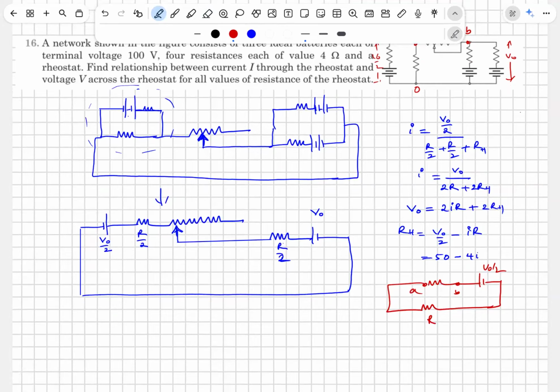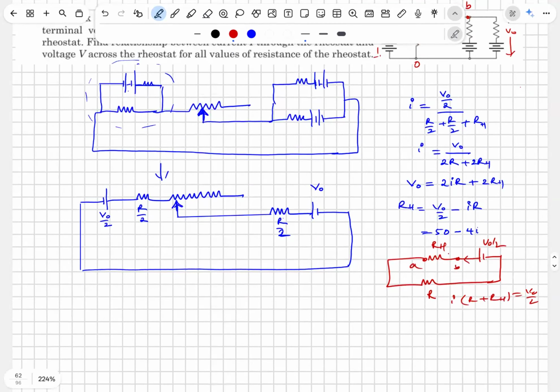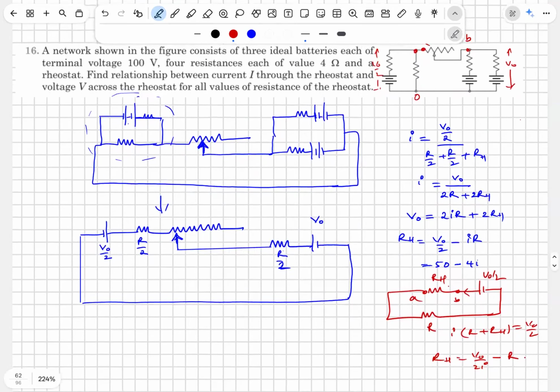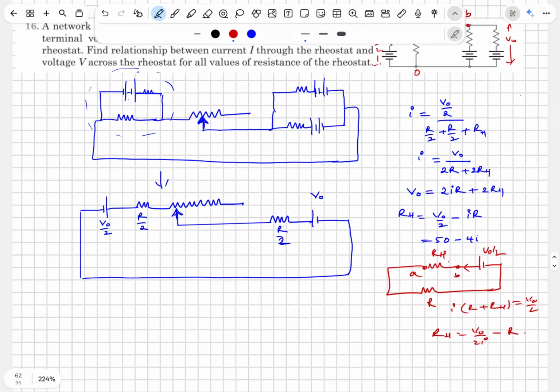Now it is RH. So current I into R plus RH is V naught by 2. So what you want is the relation between them. RH is V naught by 2I minus R. Okay. That's it.